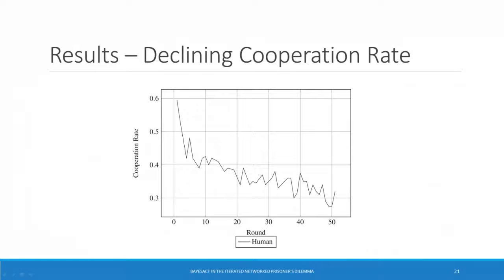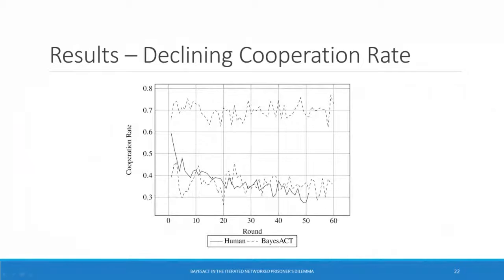Next, we looked at the declining cooperation rate. And here we don't see great success from either of our agent types. This, for reference, is what one of the human experiments looked like. Here are two of the BayesACT simulations superposed on top. As you can see, they stay fairly level over time. Although some of them look pretty close to the humans, others are not. And we don't see this initial drop that we had hoped to see. So we're not going to call that a success.